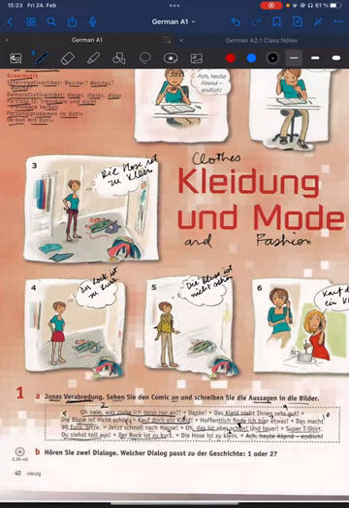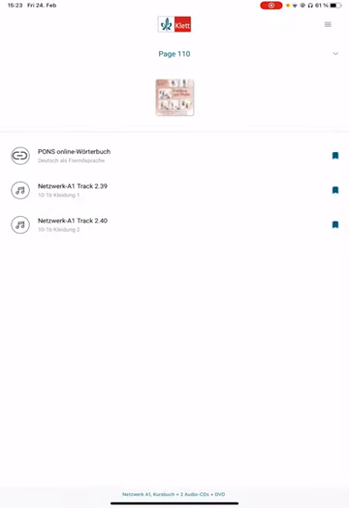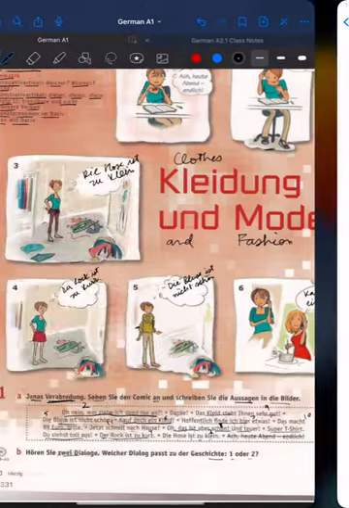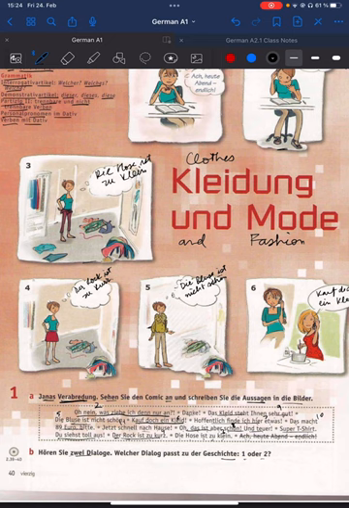Okay, now eins B. Hören Sie zwei Dialoge. Welcher Dialog passt zu Geschichte 1 oder 2? Here are the two dialogues. Which dialogue fits to this conversation, 1 or 2? Let's hear it. Kapitel 10 Kleidung und Mode. Aufgabe 1b. Dialog 1.